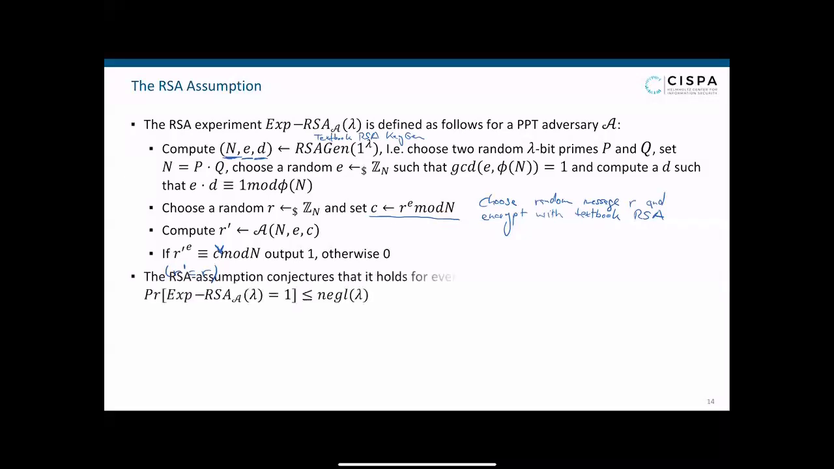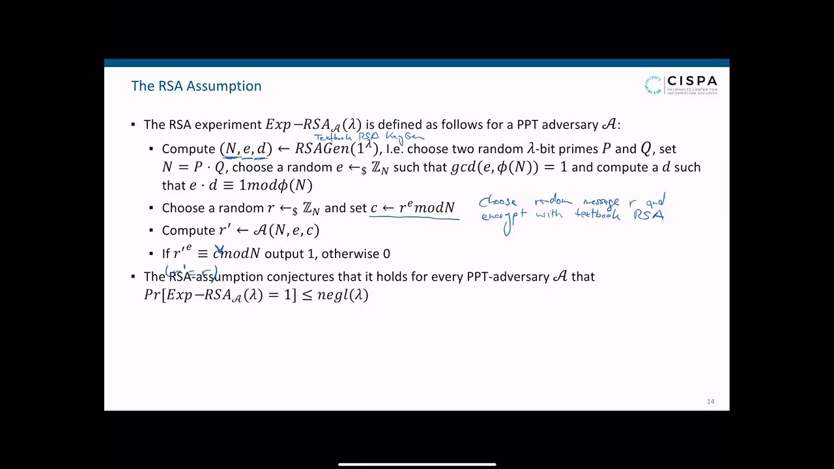So that's the RSA experiment, and the RSA assumption or RSA conjecture states that for every PPT adversary A, the winning probability of such an adversary in the RSA experiment is negligible. So the RSA assumption really just states that you take textbook RSA and don't encrypt meaningful messages, but just encrypt random messages. Then it should be hard for any efficient adversary, given a ciphertext, to recover that message. That's the RSA assumption, right?